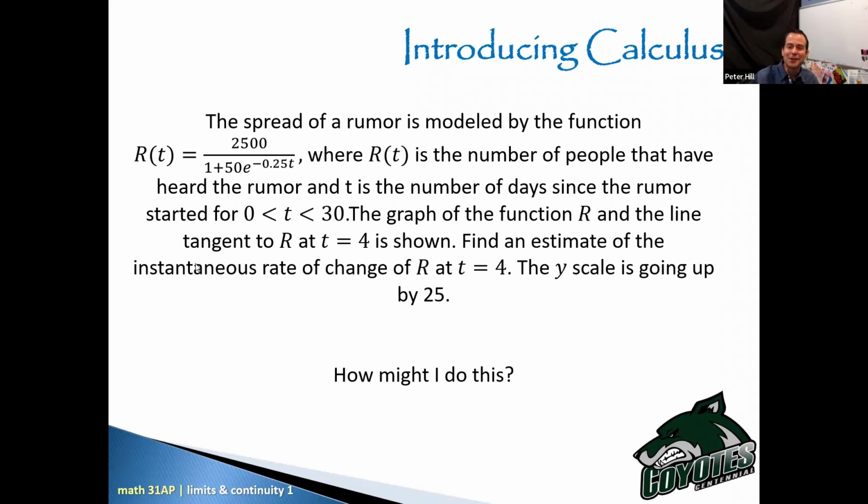Hopefully. The graph of the function r and the line tangent to r at t equals 4 is shown. Find an estimate of the instantaneous rate of change of r at t equals 4. The y scale is going up by 25. Now, a couple of things. First of all, I want you to see that this says find an estimate. Okay, we're not looking for it exactly yet. We will figure it out exactly in a few lessons from now, but right now we're just trying to play with the concept of estimating what that might be.